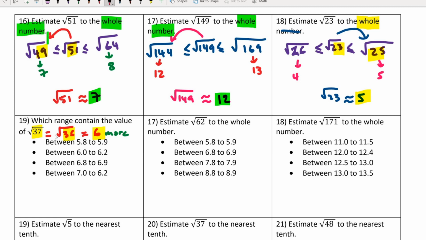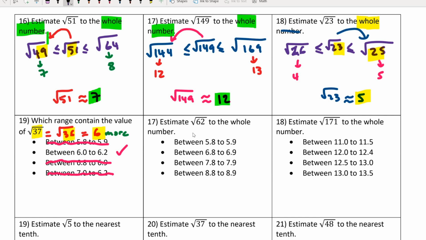Okay, so for your answer, the first one is between 5.8 to 5.9. Nope, we know it's 6 and a little more. Between 6.0 and 6.2, that looks good. Between 6.8 to 6.9, this is not 6 more, this is way more than 6, it's almost going to 7. This can be considered 7 less, but cannot be 6 more. And between 7 to 6.2 doesn't make sense at all. So the correct answer is 6.0 to 6.2, which is slightly more than 6.